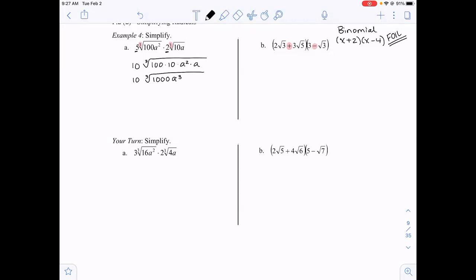So if we look, this actually doesn't turn out to be too bad. The cube root of 1,000. Does anybody know what that is? 10. Perfect. Because 10 times 10 times 10 is 1,000. So that works out to be a 10. So don't forget that 10 plus the 10 from the 1,000. Cube root of a cubed, that's just a. So now if we simplify, we get 100a. So that one wasn't too bad, but the numbers can get a little bit larger.